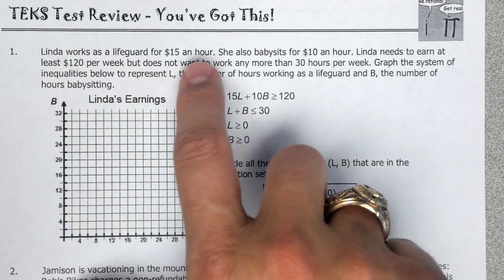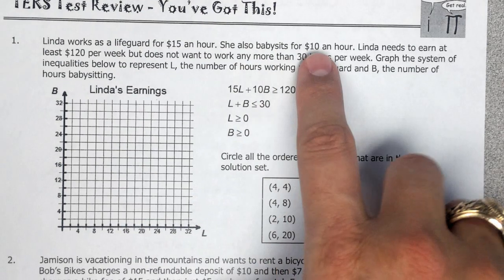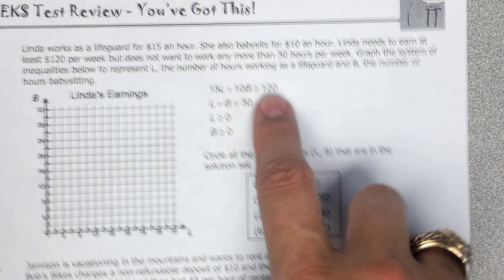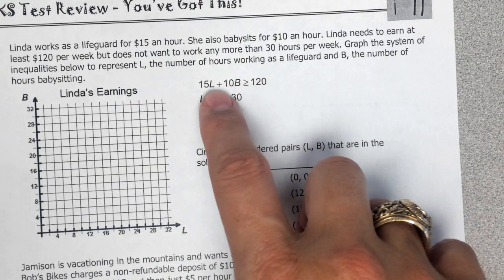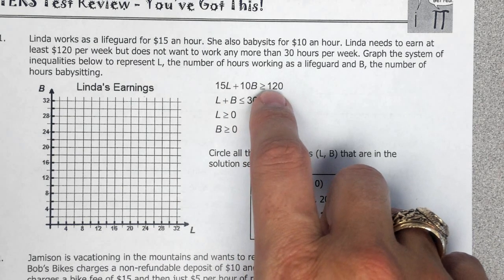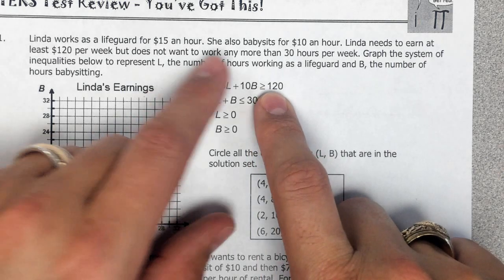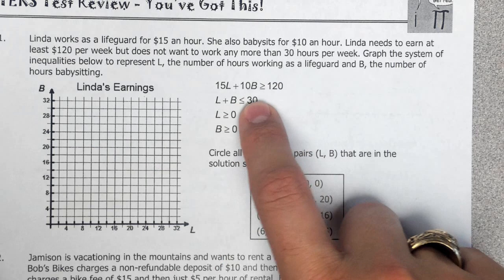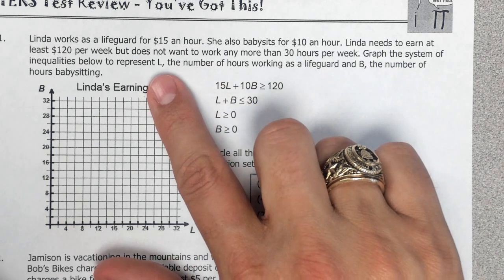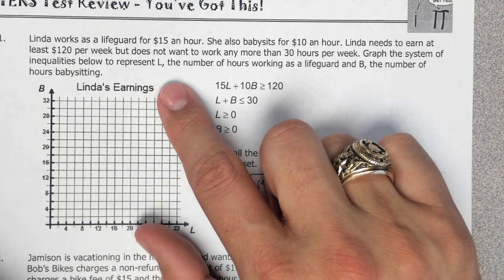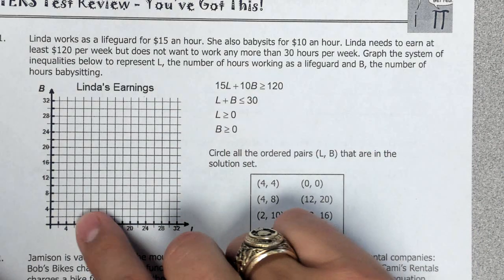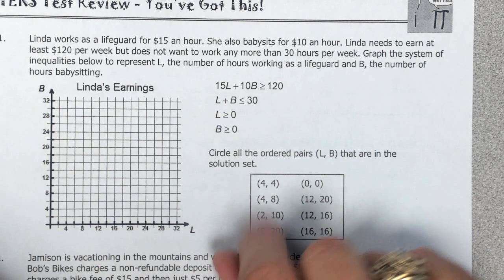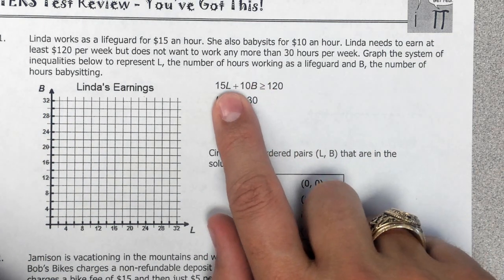Linda works as a lifeguard for $15 an hour. She also babysits for $10 an hour. Linda needs to earn at least $120 per week. You can already tell this is the equation right here for that. But she does not want to work any more than 30 hours a week. So the max she's going to work is 30 hours per week. Graph the systems of inequalities below to represent L, the number of hours working as a lifeguard, and B, the number of hours babysitting. So that's that first one.